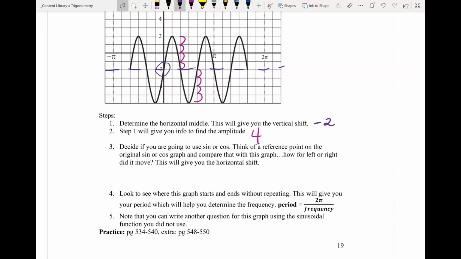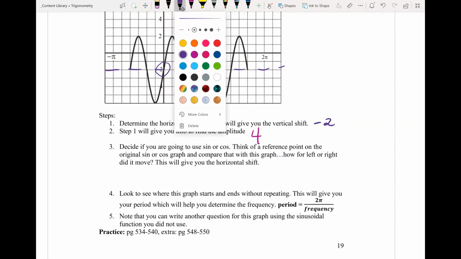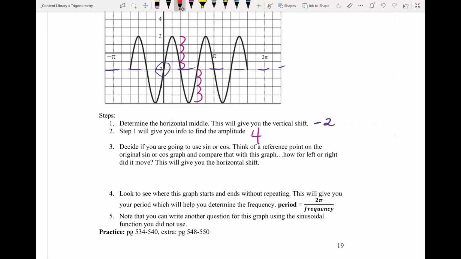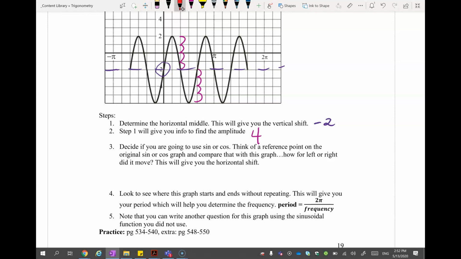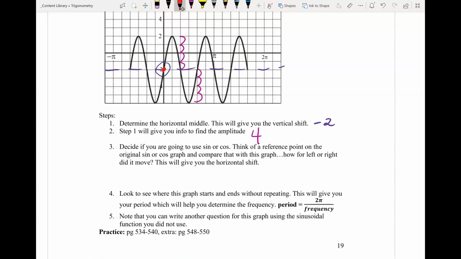Decide if we're going to use cosine or sine. Think of a reference point on the original sine or cosine graph and then compare it with this graph. How far left or right do we move? So I am just going to use sine because of the point on our y-axis. Usually the sine would start at (0, 0), but it looks like we just went down 2 and kept it from there. So I'm going to use sine, and I'll say did not shift.